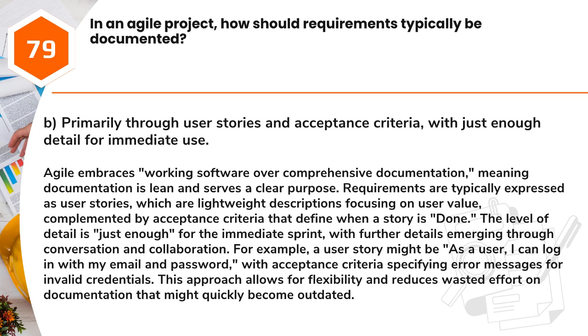The level of detail is just enough for the immediate sprint, with further details emerging through conversation and collaboration. For example, a user story might be, "As a user, I can log in with my email and password," with acceptance criteria specifying error messages for invalid credentials. This approach allows for flexibility and reduces wasted effort on documentation that might quickly become outdated.